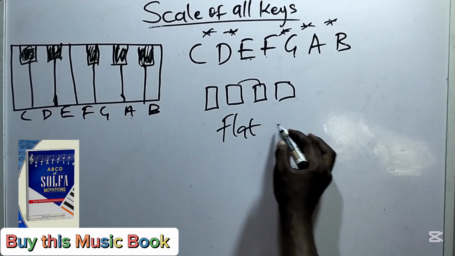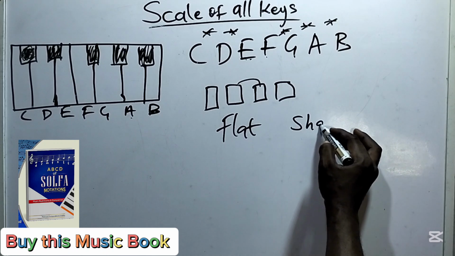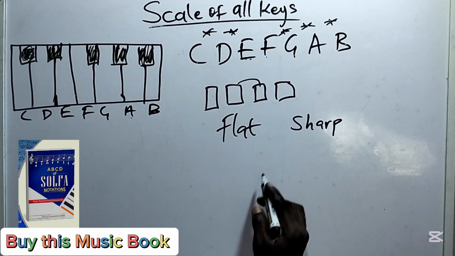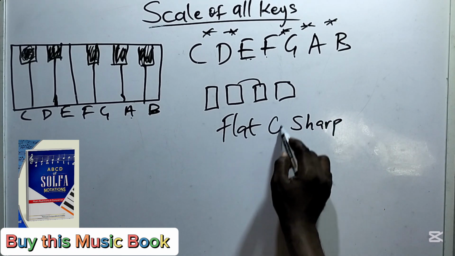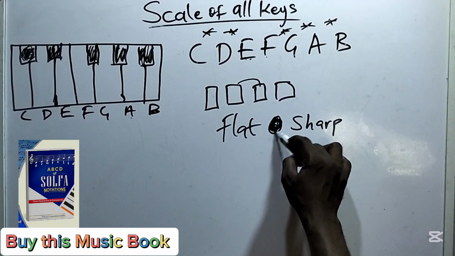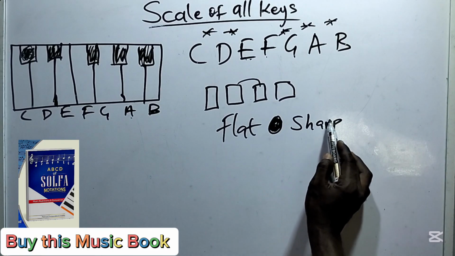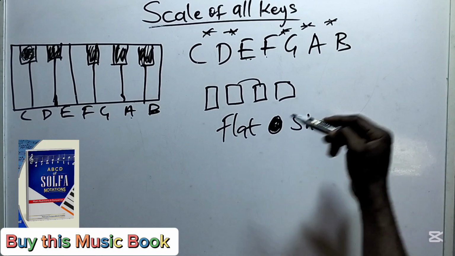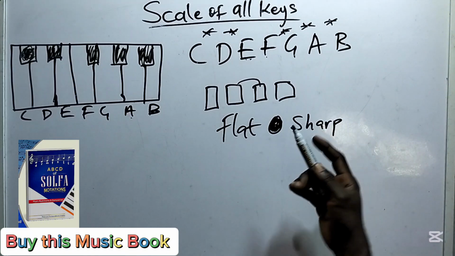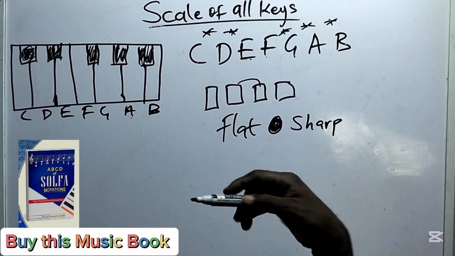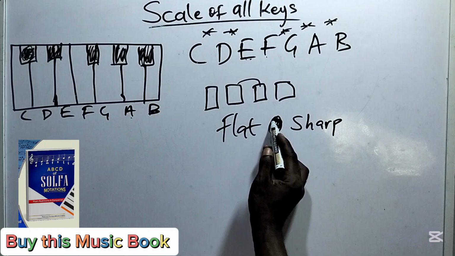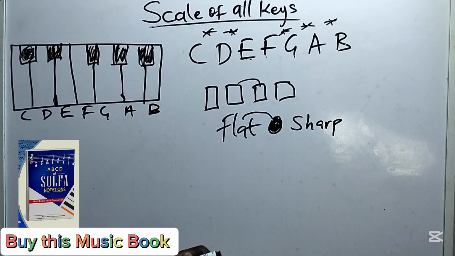So flat and sharp. You understand? If this is a key standing here, any key in front of this raises it one semitone, two semitones, like we did about semitones in the previous video. So any key at the back flattens it. I hope you understand it.